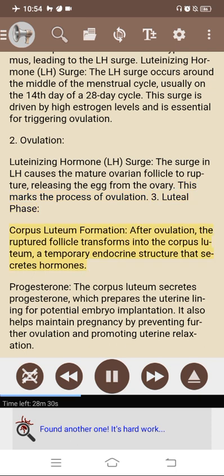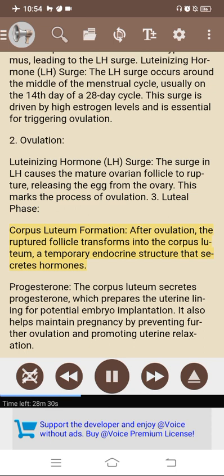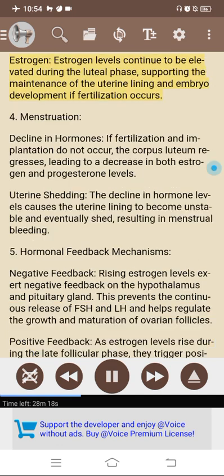3. Luteal phase. Corpus luteum formation. After ovulation, the ruptured follicle transforms into the corpus luteum, a temporary endocrine structure that secretes hormones. Progesterone. The corpus luteum secretes progesterone, which prepares the uterine lining for potential embryo implantation. It also helps maintain pregnancy by preventing further ovulation and promoting uterine relaxation.